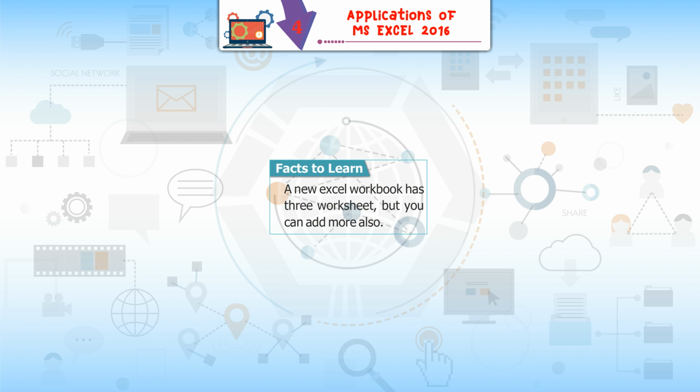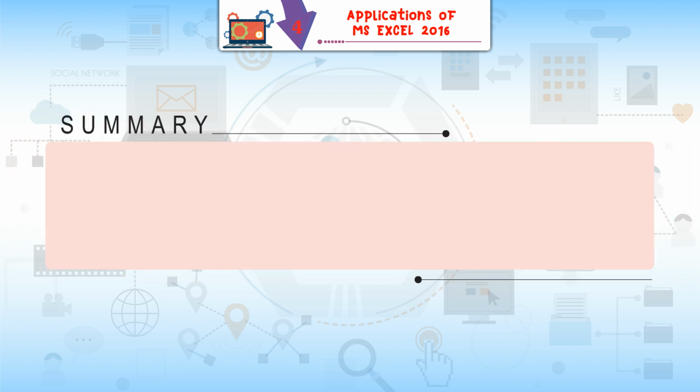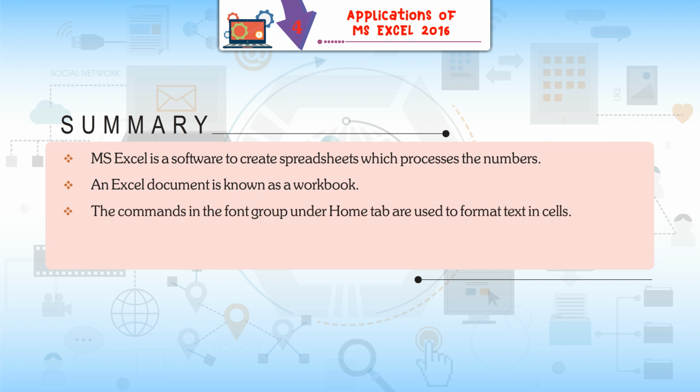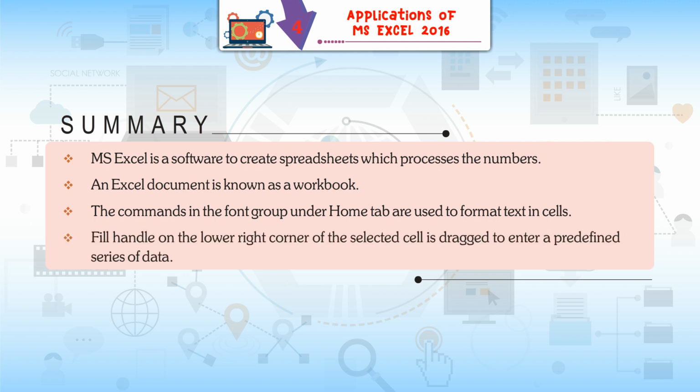Facts to learn. A new Excel workbook has 3 worksheets, but you can add more also. Summary. MS Excel is software to create spreadsheets which processes numbers. An Excel document is known as a workbook. The commands in the Font group under the Home tab are used to format text in cells. The fill handle on the lower right corner of the selected cell is dragged to enter a predefined series of data.